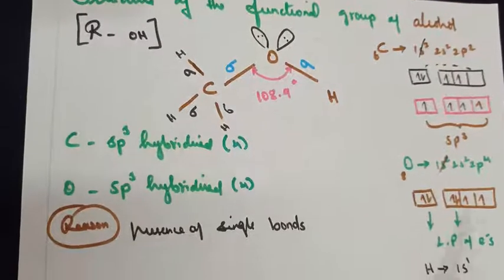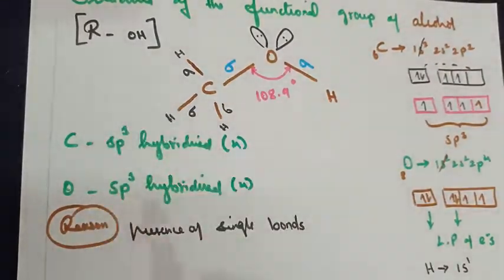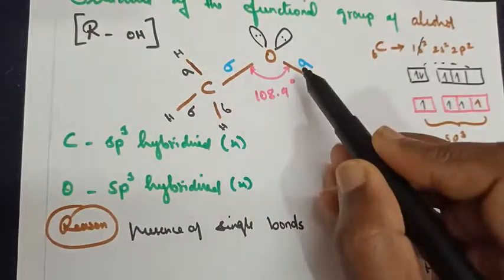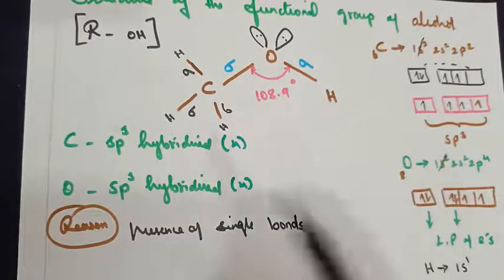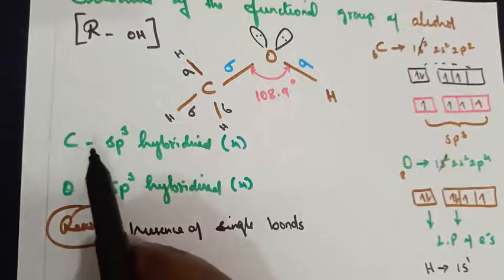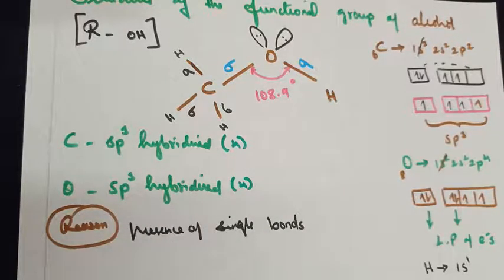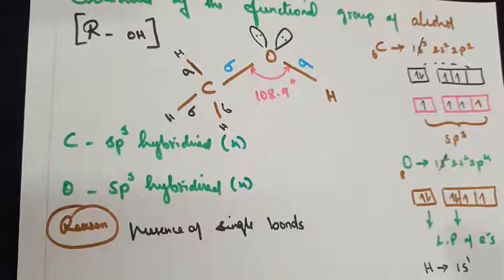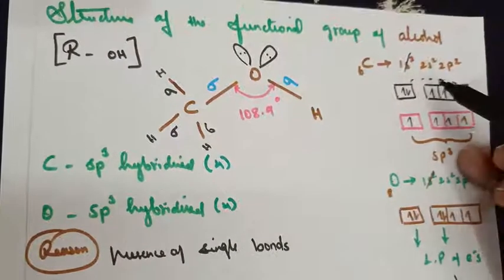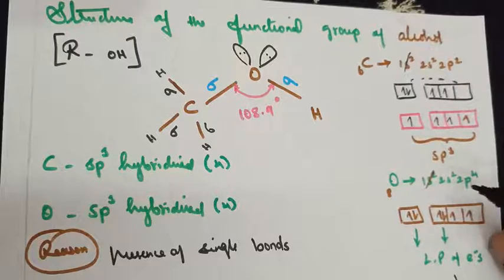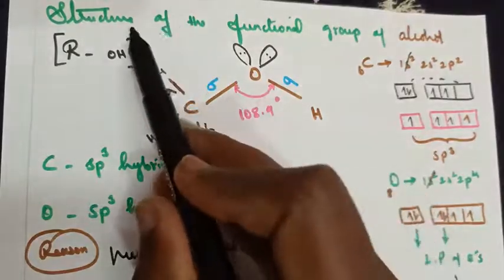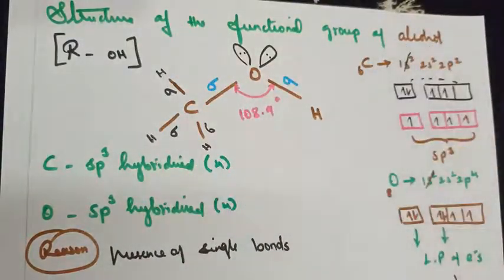Moving back to the concept, as I told you, R stands for an alkyl group. So oxygen is bonded to carbon on one side and bonded to hydrogen on the other. Here I have written that carbon undergoes sp3 hybridization and oxygen undergoes sp3 hybridization. We need a proof of it here. This concept you have learnt in detail under p-block elements 1. It's just a repetition in terms of explaining the structure of the functional group of alcohol.